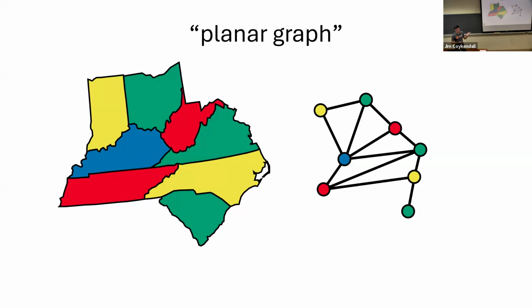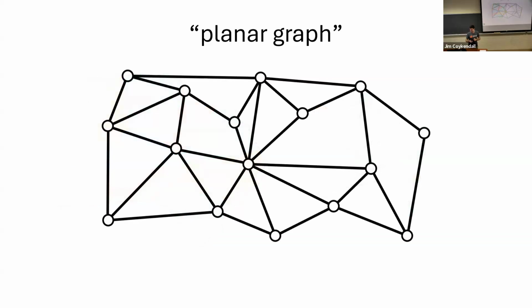Okay, and the reason I bring that up is because we actually know some stronger conditions about planar graphs, and we're going to use them. So here I made a generic picture of a planar graph. This is a graph where the edges don't cross each other.